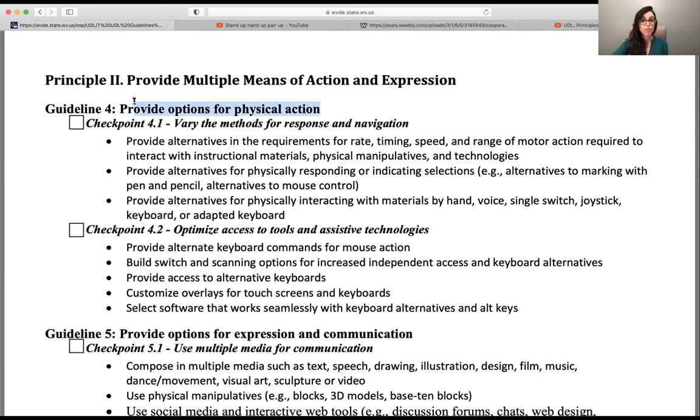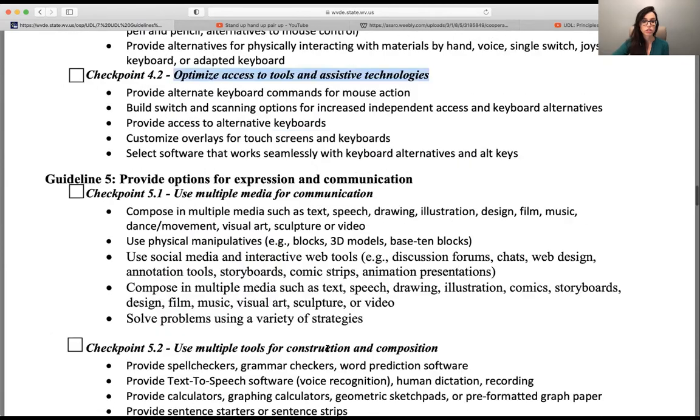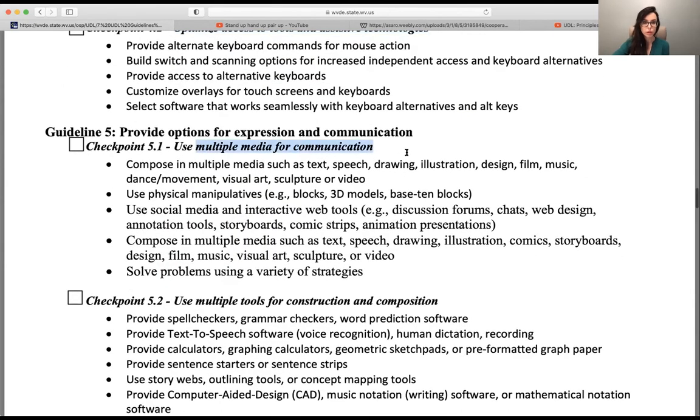So multiple means of action and expression. How do we get them engaged? Actually, this isn't the engagement one, but how do you express it in different ways that are just not paper, pencil worksheets? So provide options for physical action. It gives you a bunch of examples there. Access to tools and assistive technologies. We've talked about that. Multiple media for communication.